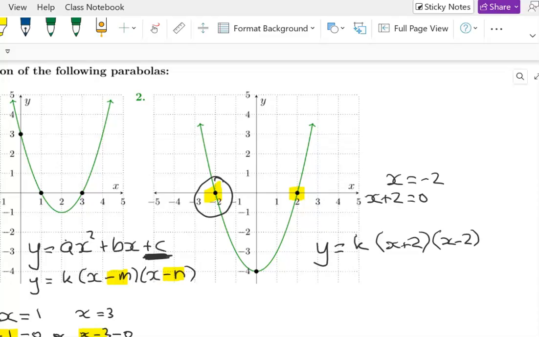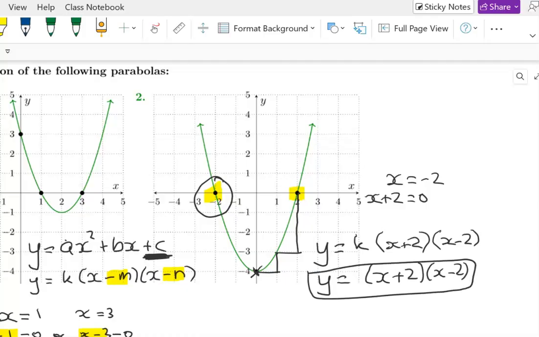Again, just from looking, I can see that the scale factor here is going to be 1. So I go to the vertex, I go out 1, up 1, out 1, up 3. So there's no stretching or squeezing going on here. So I'm going to do that one without doing all the algebra first. Right, so we know that that's how we would write that equation.